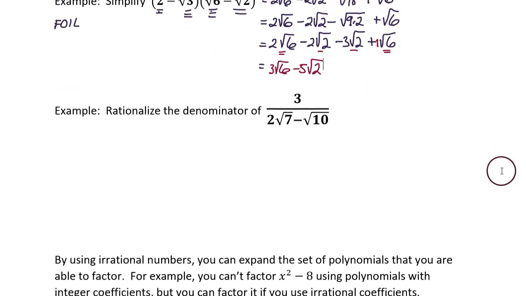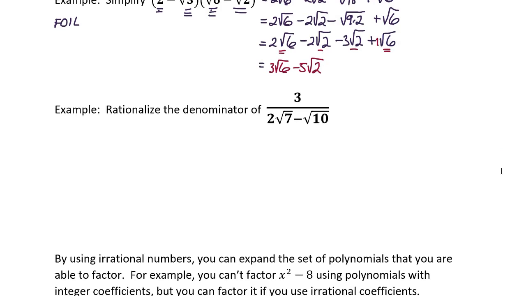For our next example, we're asked to rationalize the denominator. The denominator of this fraction has radicals in it. And that's not simple form when there's radicals in the bottom. So we're going to use a technique called rationalizing. The way that you do this is to multiply top and bottom by the conjugate.